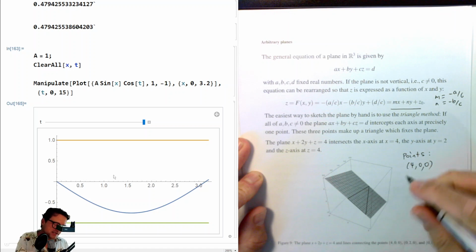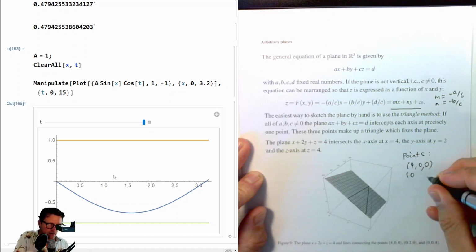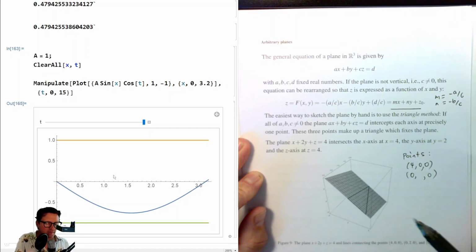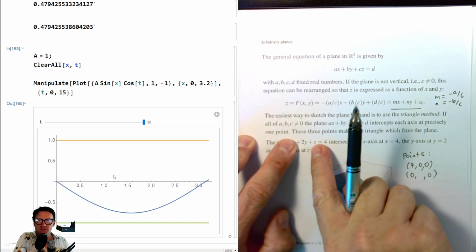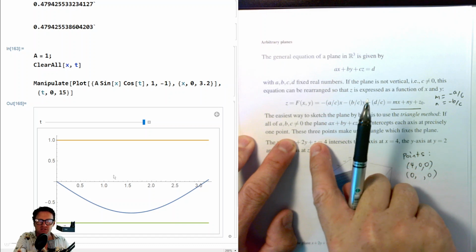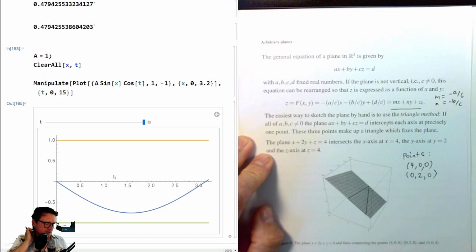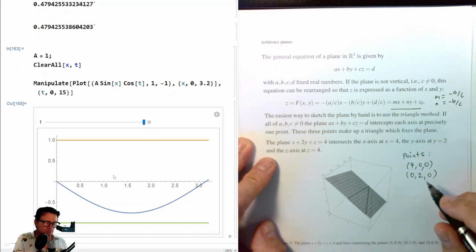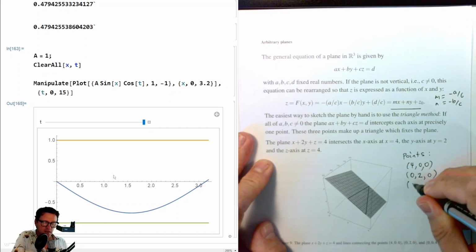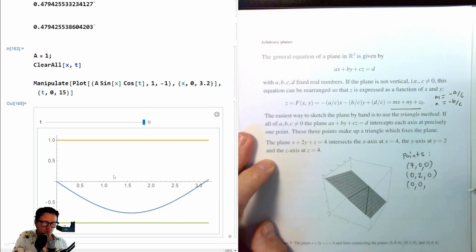Okay, now when x is equal to 0 and z is equal to 0, what would y be equal to? Right, so if we have these two equal to 0, well then dividing by 2, we'd have y equals 2. So we've got a point 0, 2, 0. Okay, now when x is 0 and y is 0, what's z equal to? Well, z would be equal to 4.